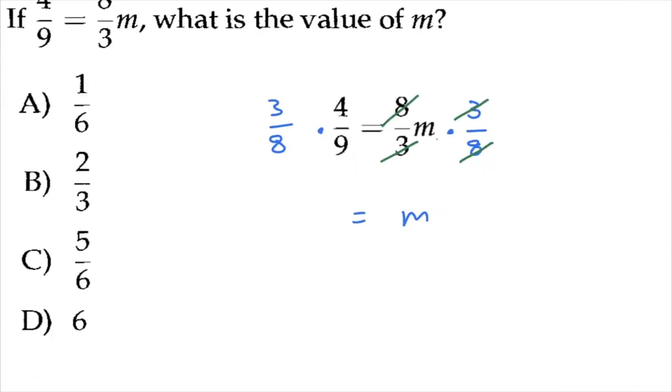And here, by the way, we can simplify 3 with 9. 3 divided by 3 is 1. 9 divided by 3 is 3. 4 divided by 4 is 1. 8 divided by 4 is 2. Then 1 times 1 is 1. And 3 times 2 is 6. So what is the value of m?